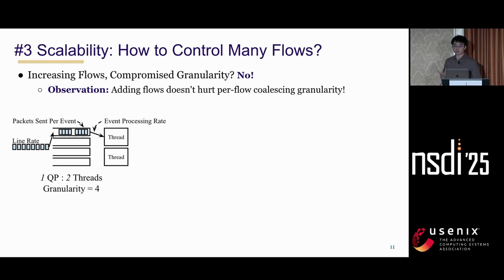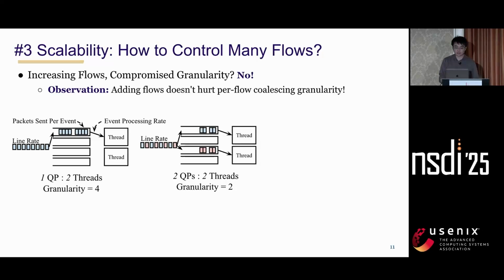Here, we illustrate the observation. For the simple case, we have one QP and 2 threads reserved for processing. We assume that the event processing rate is stable for each thread. Given the stable processing rate, we assume 4 packets are coalesced into one, so the granularity is 4. Now we have 2 flows. The 2 flows share the same line rate. Each flow is processed by one thread. Compared with the previous case, the event processing rate is the same, but the arriving rate for each flow is halved. Then the granularity is better, just 2, more fine-grained.